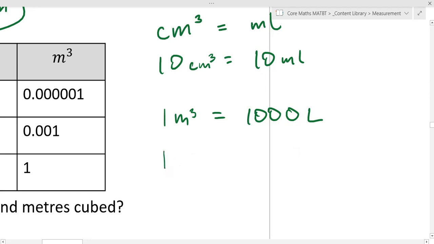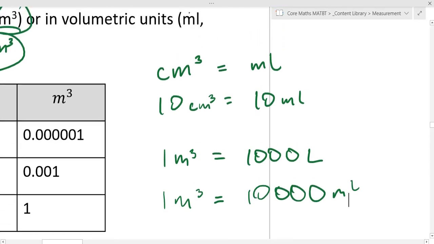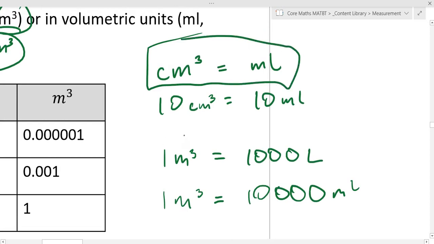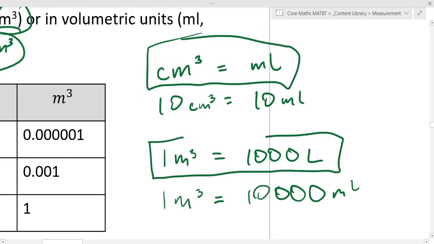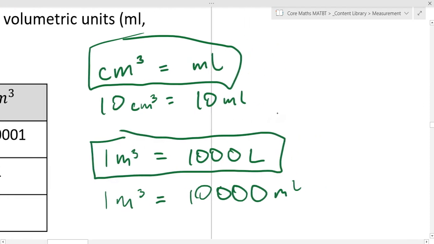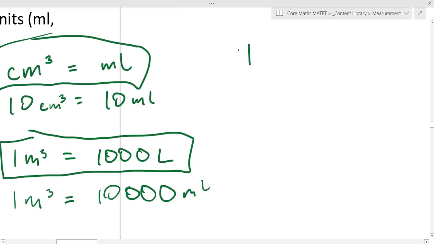Also, you can think of 1 meter cubed as equal to, if I multiply that by 10, 10,000 mils as well. But the main thing you want to look for is that centimeters cubed is equal to milliliters. And when it comes to meters, you'll normally be asked to convert into liters. So if you have, for example, 2 meters cubed, that'll become 2,000 liters.